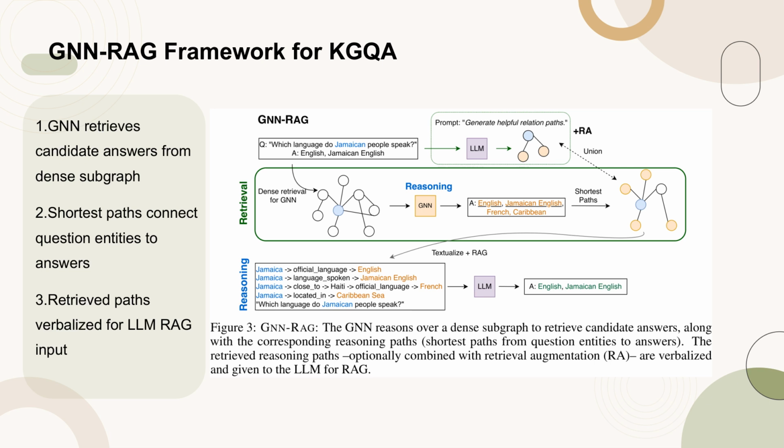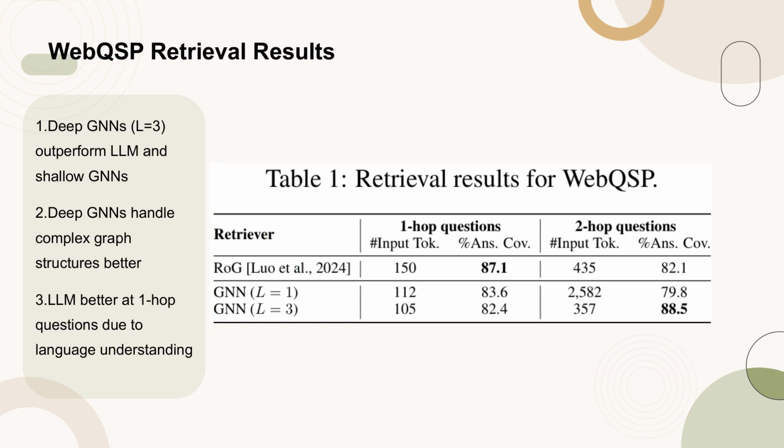These paths are then verbalized and fed into an LLM, which uses them to generate responses in a retrieval-augmented generation, RAG, style. This approach leverages the GNN's ability to handle complex graph interactions and the LLM's natural language processing capabilities to enhance KGQA performance. Table 1 presents the retrieval results for the WebQSP dataset, comparing the performance of deep GNNs, L equals 3, and shallow GNNs, L equals 1, against an LLM-based retriever.